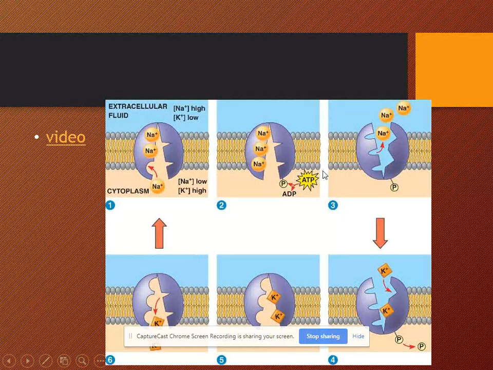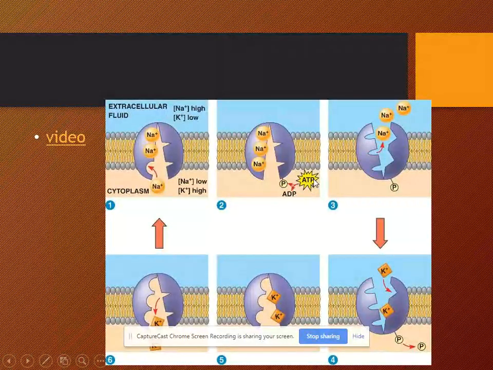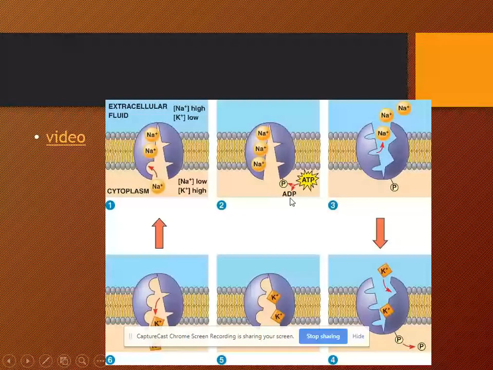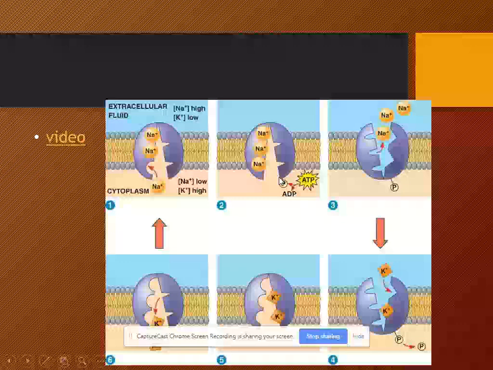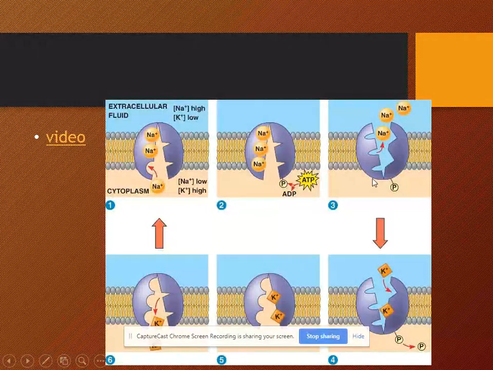ATP is going to come to the molecule. It's actually going to lose one of its phosphates. Once it loses its phosphate, it becomes ADP, adenosine diphosphate. So 3 phosphates, triphosphate; 2 phosphates, diphosphate. That phosphate stays there, and the molecule changes its shape. You can see it's now open to the outside of the cell. And, oh, see a sodium. Let's get you out of here. We don't want you.